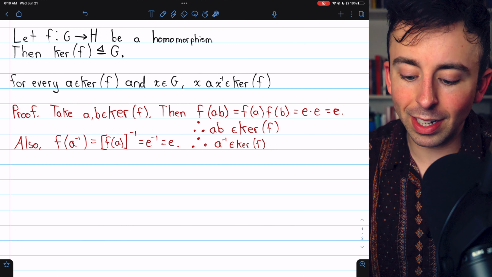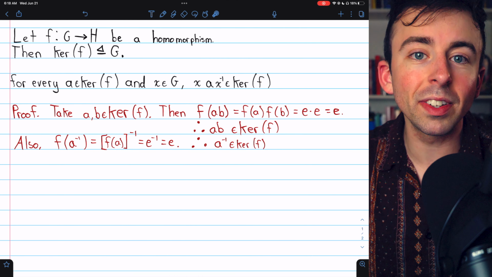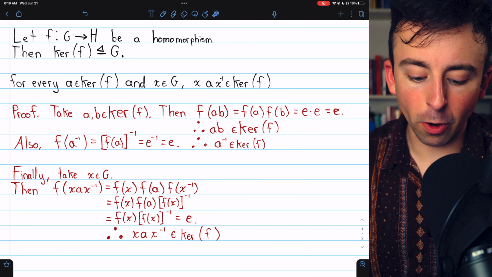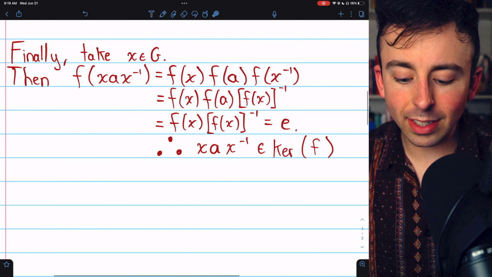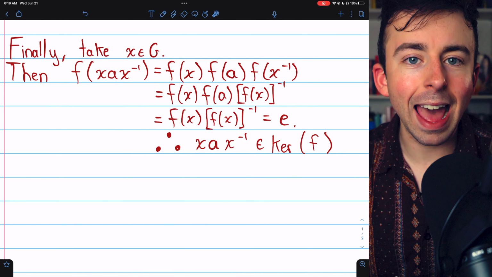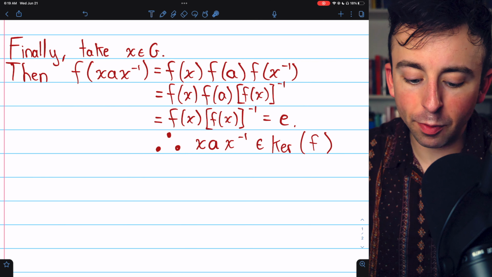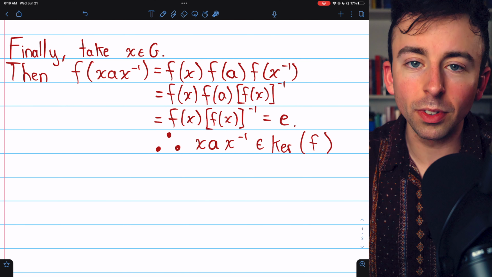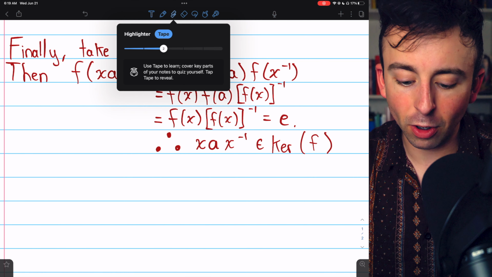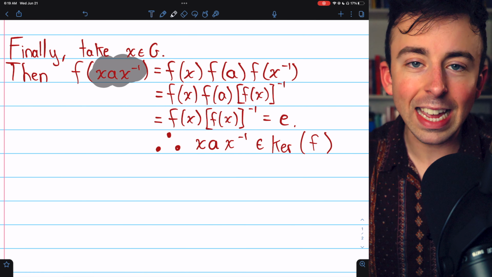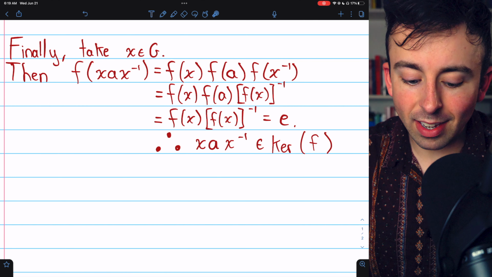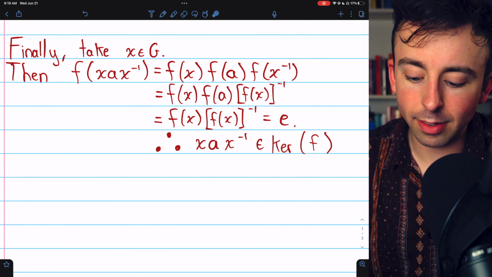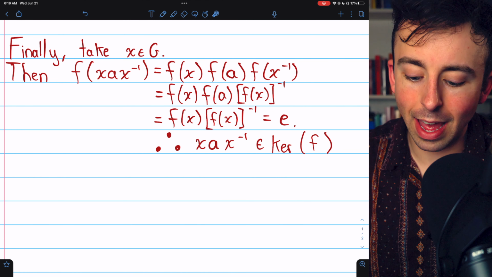Now we just have to prove that it's closed with respect to conjugates, and we will have established that it is a normal subgroup. To do this, we're still working with our arbitrary kernel element A, but then we'll also need to take an arbitrary group element X, and we're going to consider F of XAX inverse. Our goal, of course, is to show that this equals the identity to establish that this conjugate XAX inverse is in the kernel. So, since F is a homomorphism, F of XAX inverse is equal to F of X times F of A times F of X inverse.